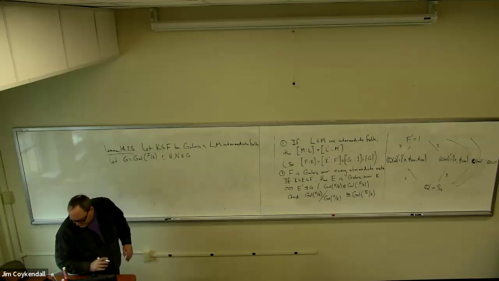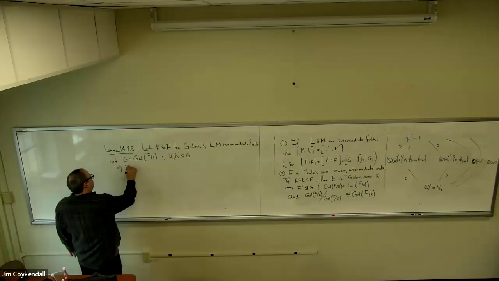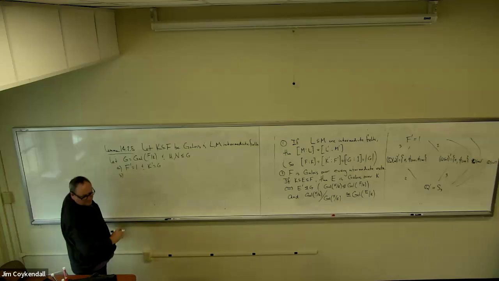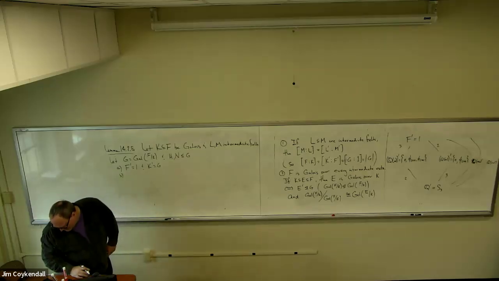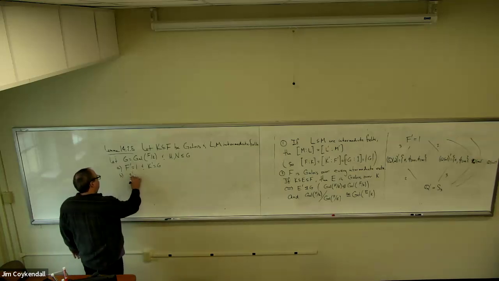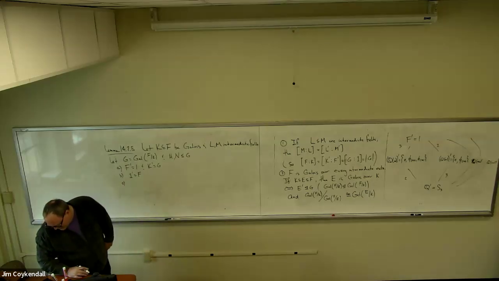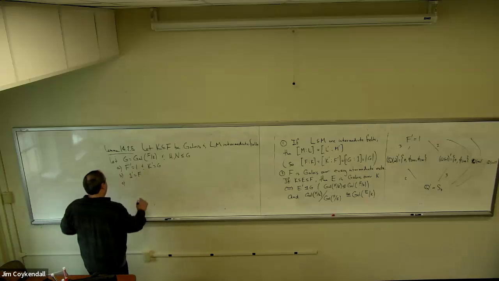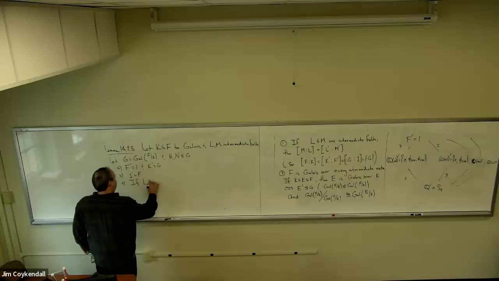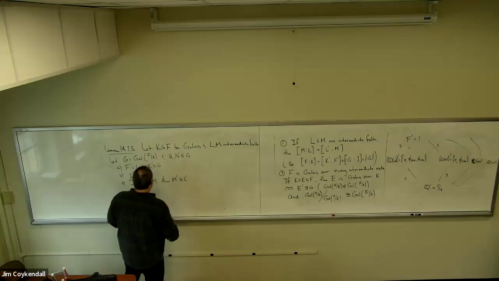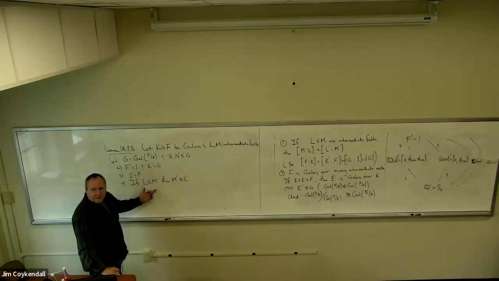Okay. Number A, F prime is 1, and K prime is G. B, 1 prime is F. C, if L is contained in M, then M prime is contained in L prime. So that's interesting enough. Note when you prime these things, and there's a lot of things in mathematics that do this kind of thing, when you prime these things, it reverses containment.